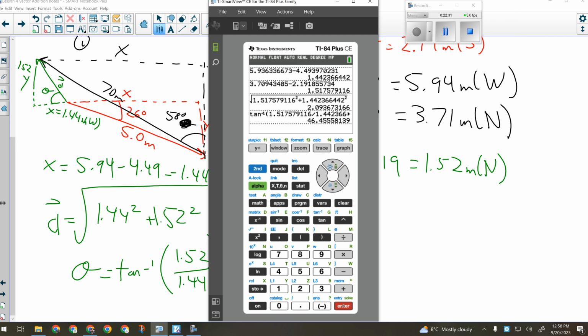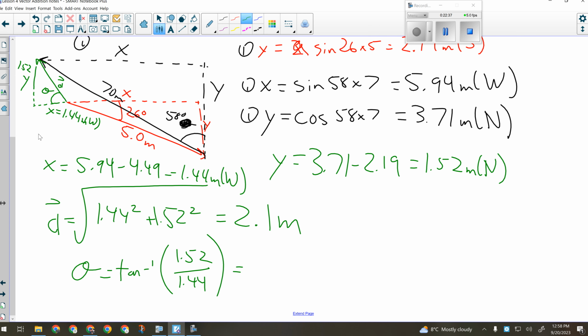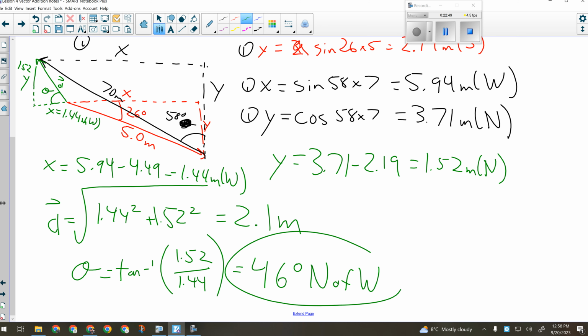All right, so 46.4, I have the wrong answer on there. It should be 46, not 47 degrees. Okay, 46 degrees, and for me, that is north of west. If you got 14 west of north, that's also fine. All right, how are we feeling about that?